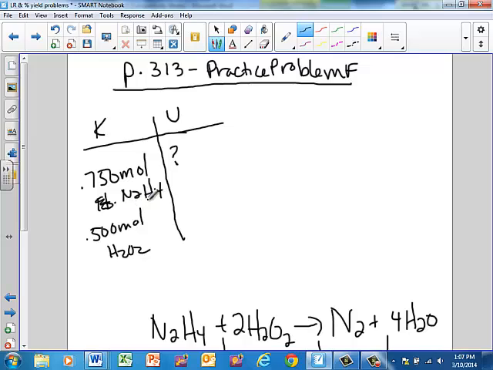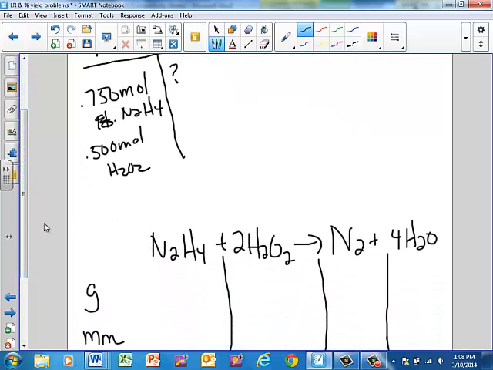So if you look on the bottom of page 313, it says practice: some rocket engines use a mixture of hydrazine, which is N2H4, and hydrogen peroxide, which is H2O2, as the propellant. The reaction is given by the following equation. And I have the equation written down here because we're going to need to set up a chart.